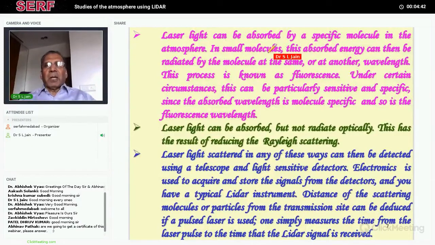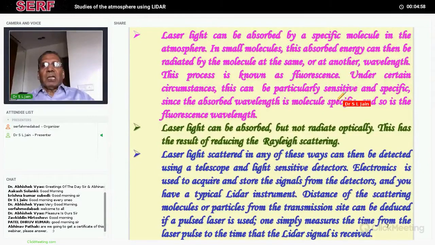Laser light can be absorbed by small molecules. The absorbed energy can then be radiated by the molecule at the same or another wavelength, and this process is known as fluorescence. Under certain circumstances this can be particularly sensitive and specific, since the absorbed wavelength is molecule specific, and so is the fluorescence wavelength. So this is again used to identify or characterize a particular molecule or species in the atmosphere. Laser light can also be absorbed but not radiated optically. This is a result of reducing the Rayleigh scattering.